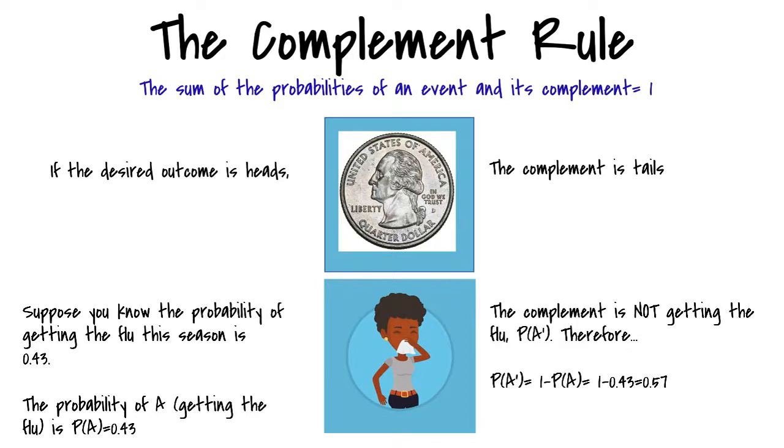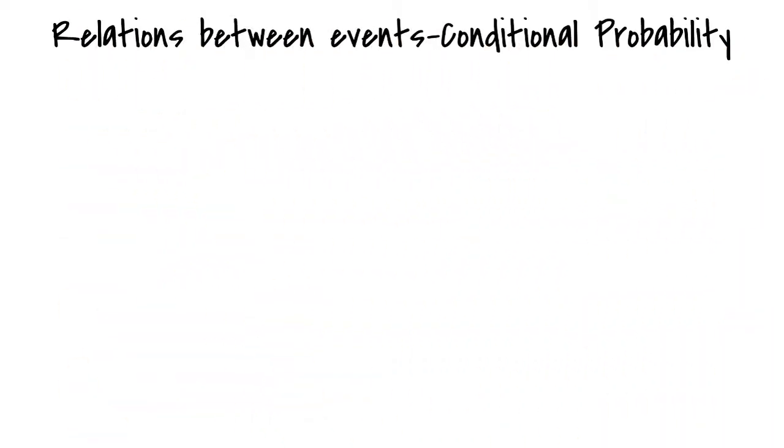The complement, therefore, is not getting the flu. So the complement is 1 minus the probability of getting the flu, which is 0.43. Therefore, your probability of not getting the flu this season is 0.57. Let's talk about conditional probability.